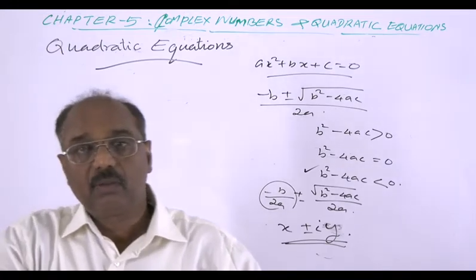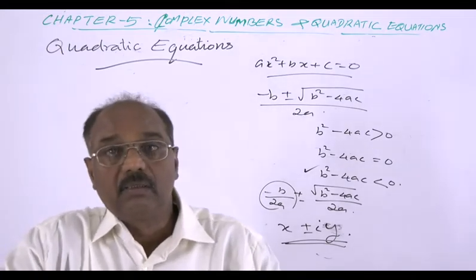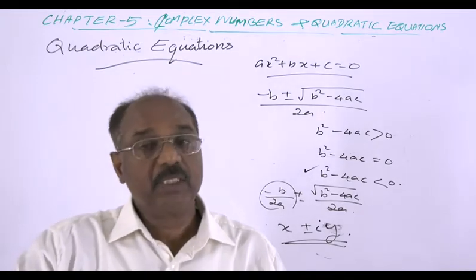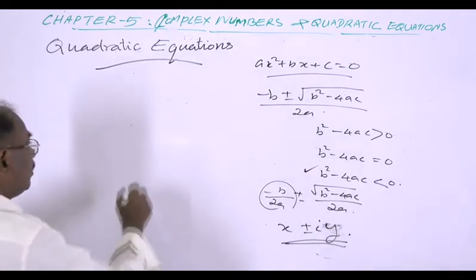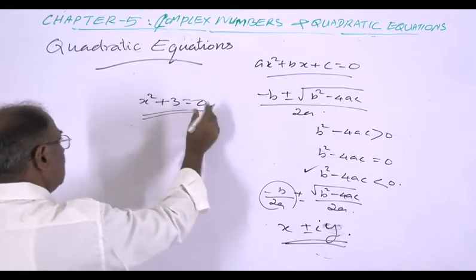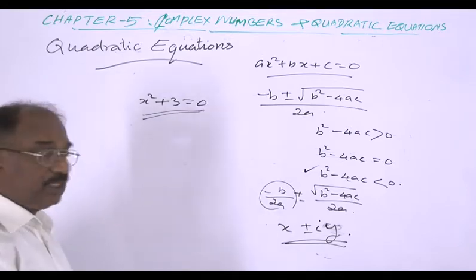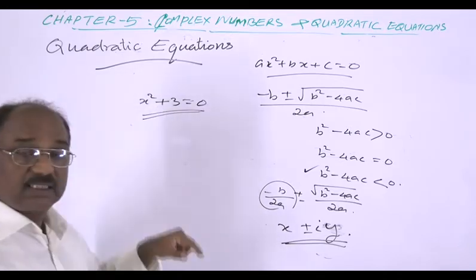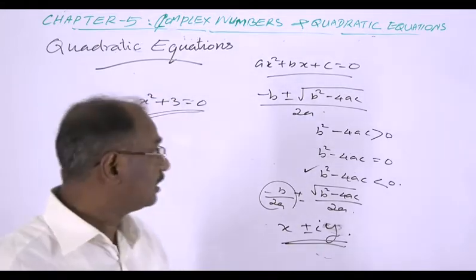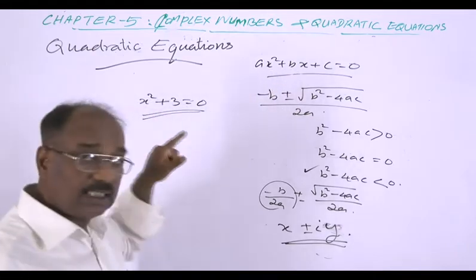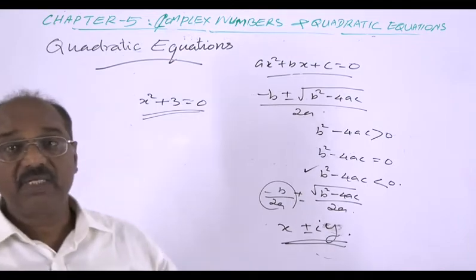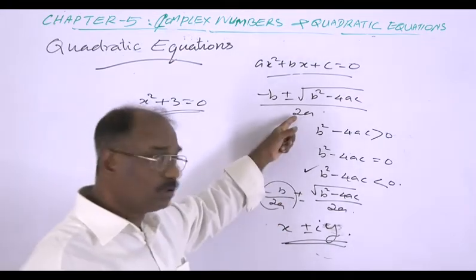So we can have one or two examples of quadratic equations having complex roots. So first consider this equation, say x squared plus 3 equal to 0. This is a quadratic equation in which the term involving x is missing. That means this bx term is missing, that is b equal to 0. So this is a quadratic equation, and we can solve this easily without using this formula.